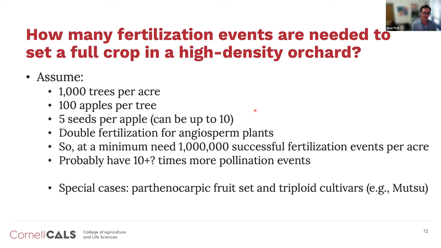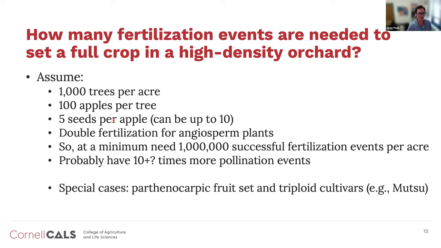I just kind of scratched this out. I don't know if this is exact, but it's a fun thing to do. I assume that there were 1,000 trees per acre in a spindle type planting. You need about 100 apples per tree to get your 1,000 bushels per acre. You go into all the different sizes, but that's a good round number to use. We figure there's 5 seeds per apple, though there can be up to 10. And then we have the double fertilization event for angiosperms.